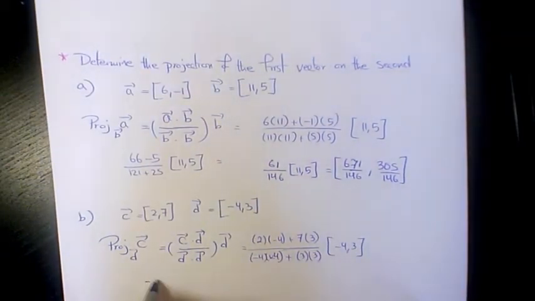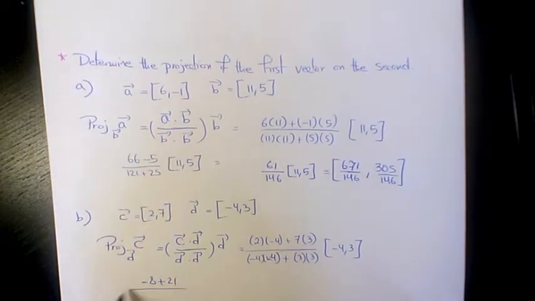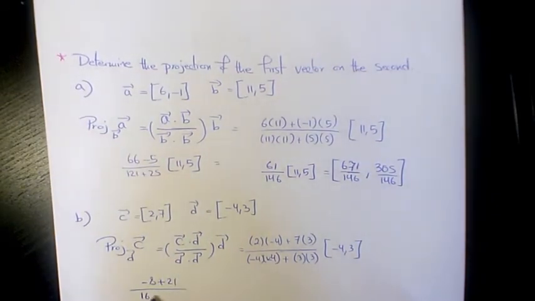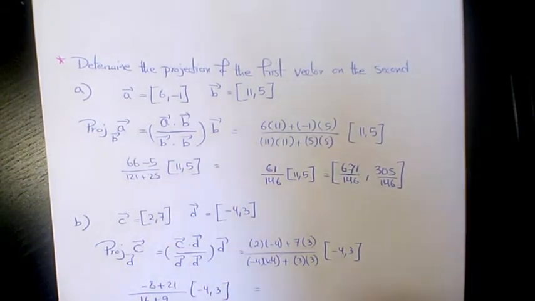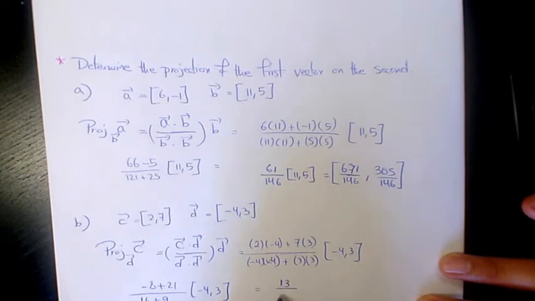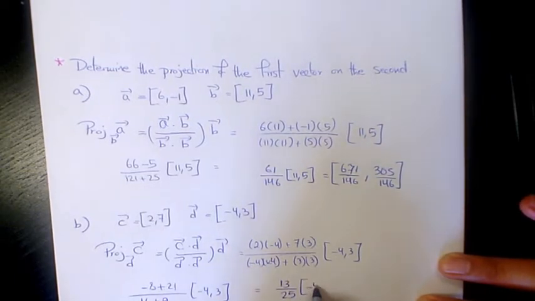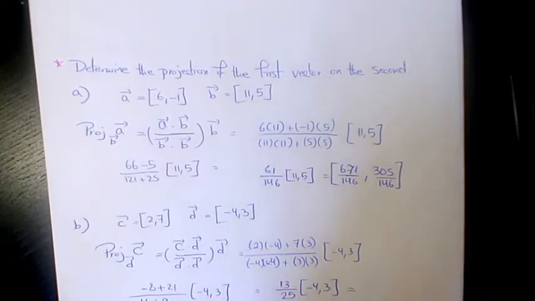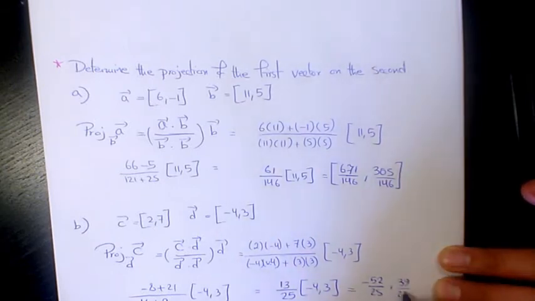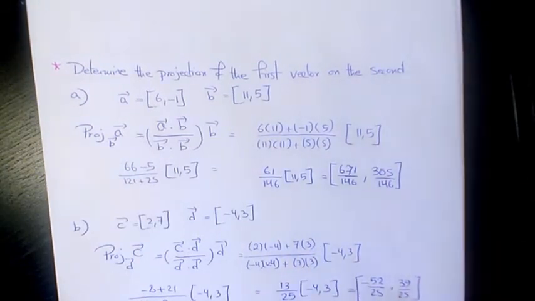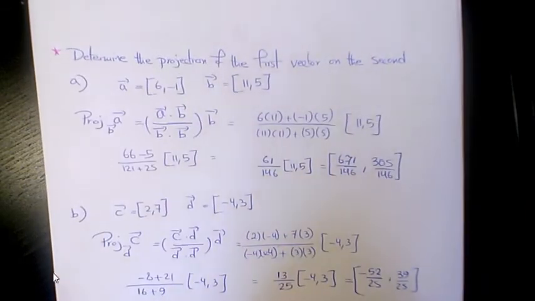That will be negative 8 plus 21, over 16 plus 9, times negative 4 and 3. So 21 minus 8 will be 13 over 25, times negative 4 and 3. So we have 13 here. It's going to be negative 52 over 25, and then we have 39 over 25. That's going to be the vector of the projection.